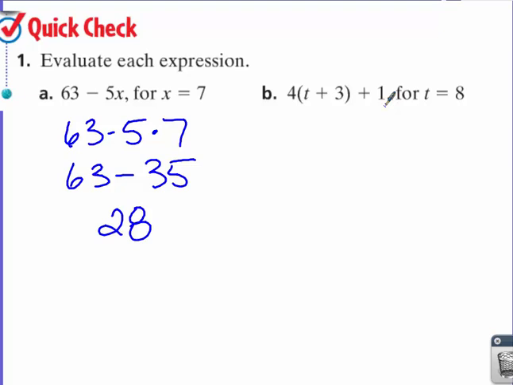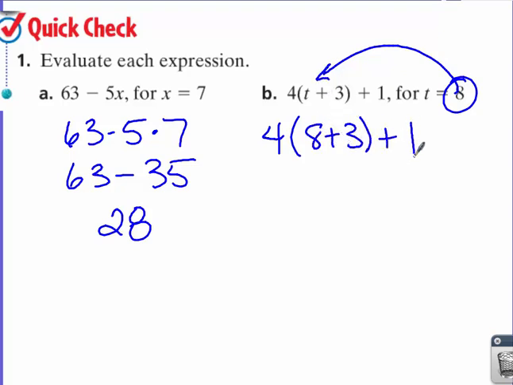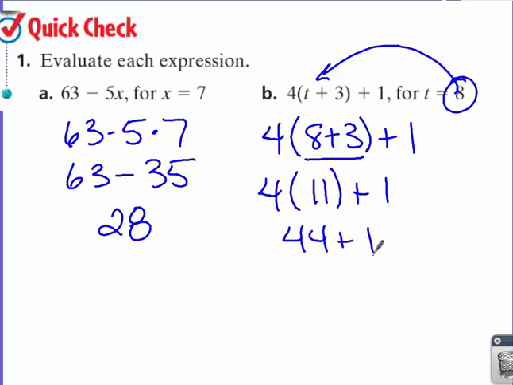Okay, let's see how you did. We'll take the 4, write the parenthesis. We plug the 8 into where the t is, then plus 3, and then plus 1. Now we evaluate it using order of operations. The first thing I do is the parenthesis. 8 plus 3 is 11, so 4 times 11, then plus 1. Now we do our multiply. 4 times 11 is 44, and then 44 plus 1 gives you 45. It's as simple as that.